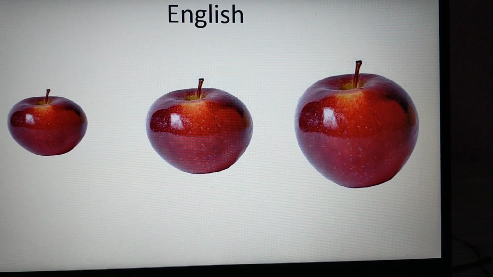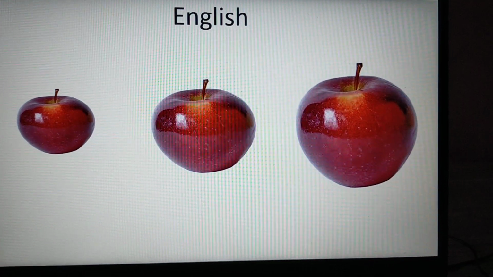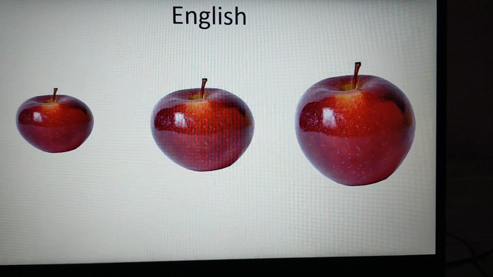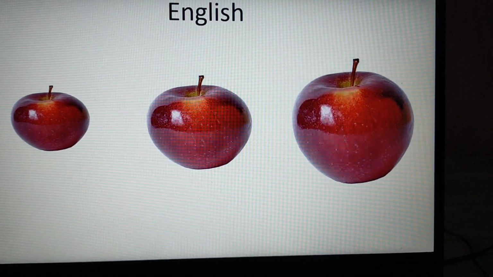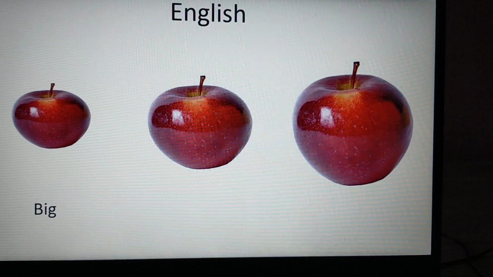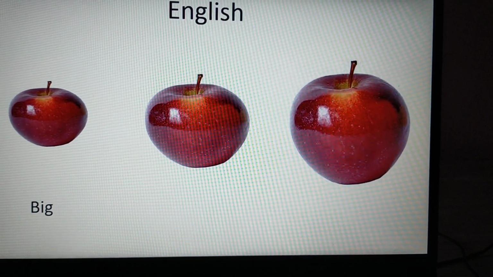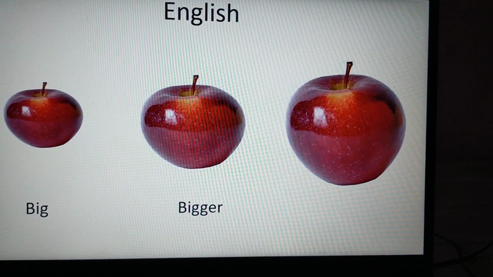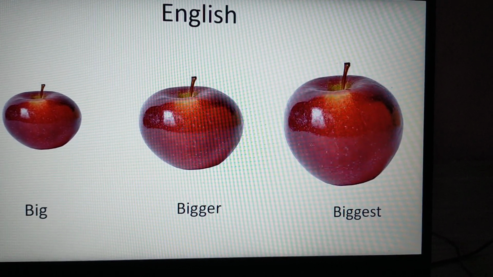Well, you can see three apples on the screen. The three apples are of different sizes. So we can say that the first apple is a big apple, the second one is bigger than the first one, and the third one is the biggest of all the apples.